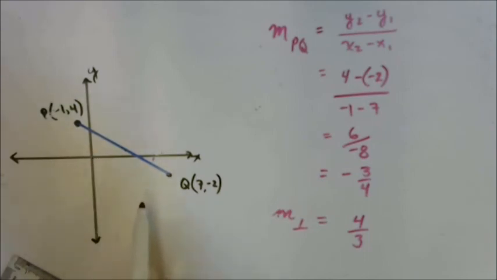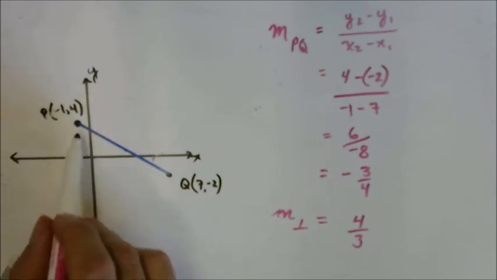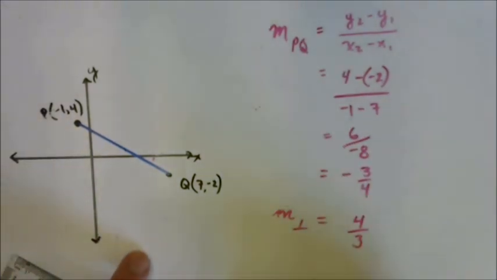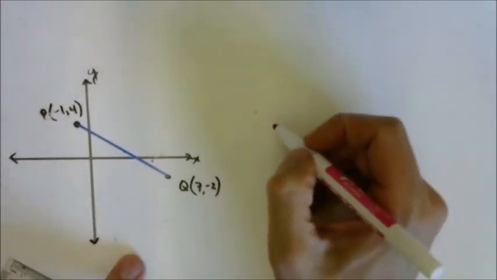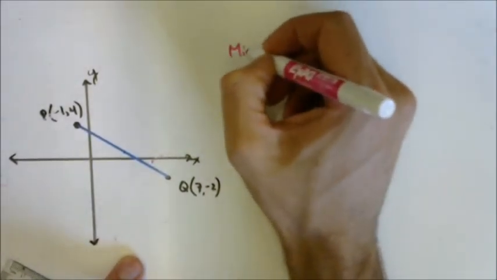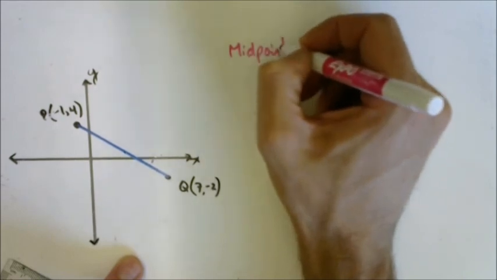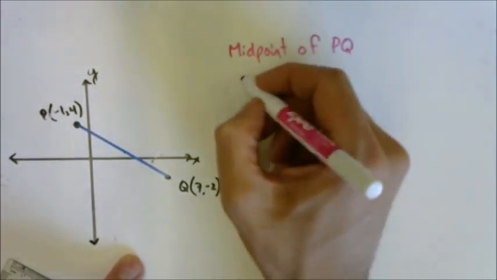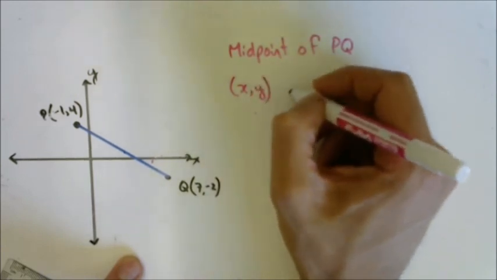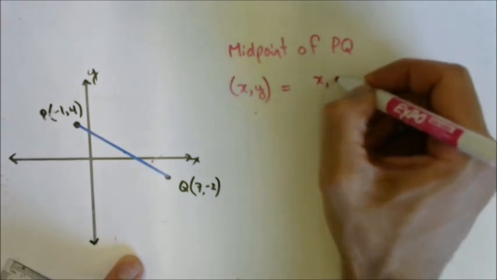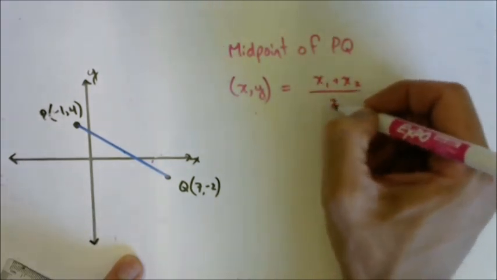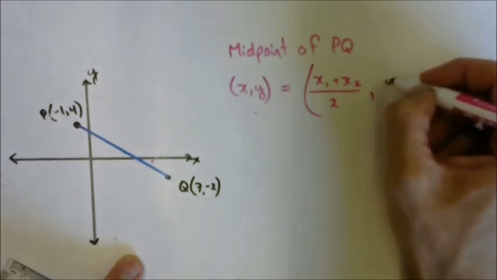Okay? The second criteria that needs to be met for the right bisector is that it needs to go through the midpoint. So now what we're going to do is find the midpoint of PQ. So we'll save this information and we'll get right into finding the midpoint of PQ. So the midpoint of PQ has the coordinates x, y. And we know that the midpoint has an x-coordinate that is the mean of the two x's.